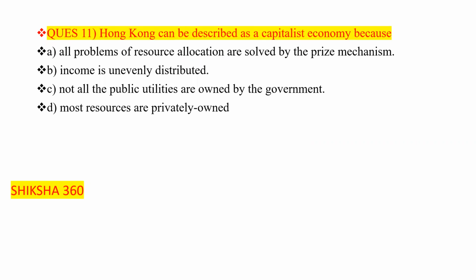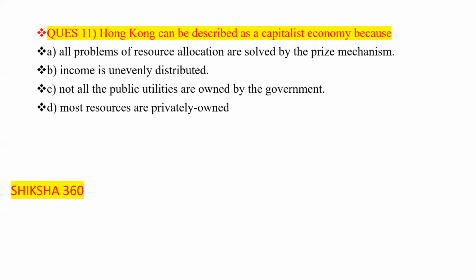Now move to the next question, question number 11. Hong Kong. We have discussed that also. Basically Hong Kong can be described as a capitalist economy because all problems of resource allocation are solved by the price mechanism, income is unevenly distributed, not all the public utilities are owned by the government, or most resources are privately owned.